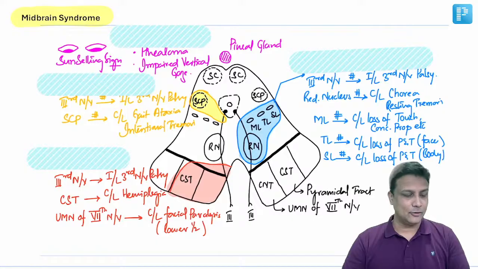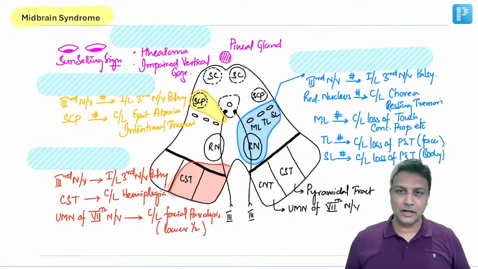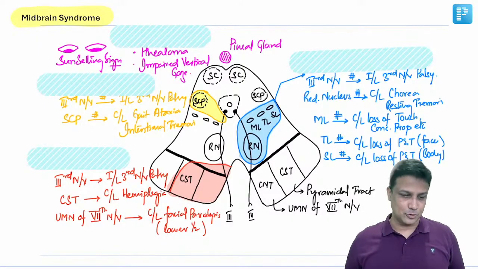We're almost at the end of the neuroanatomy, but of course we are doing the most important part of the neuroanatomy. That is, we are dealing with the brainstem syndromes, that is midbrain, pontine as well as the medullary syndromes over here.